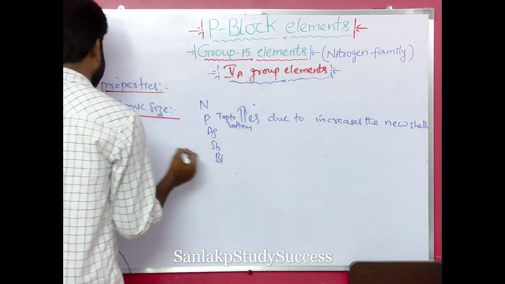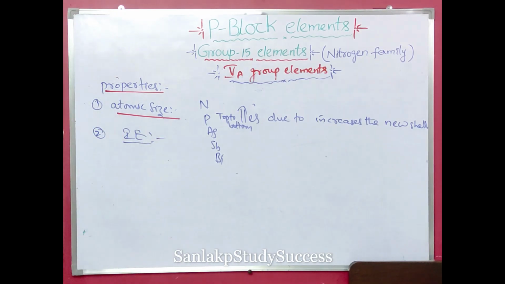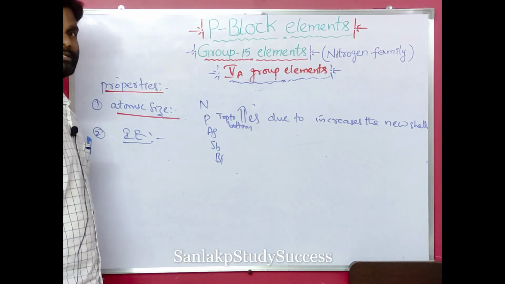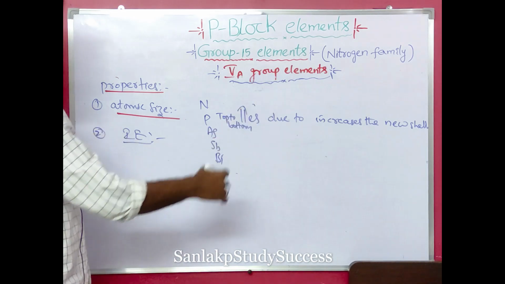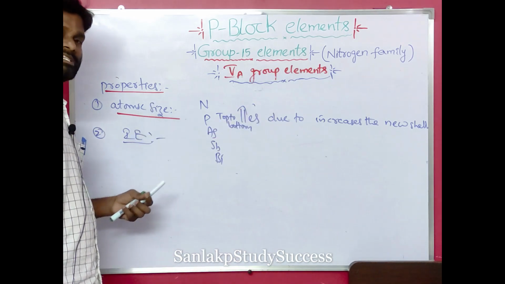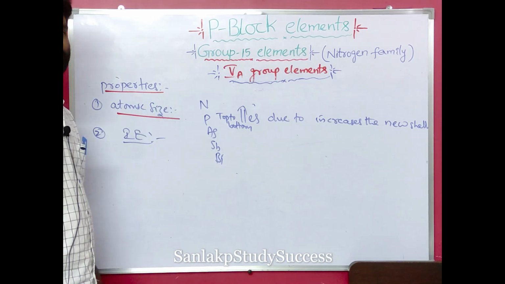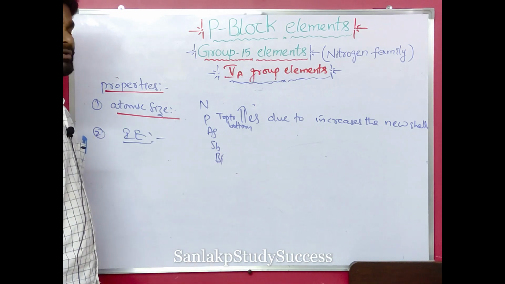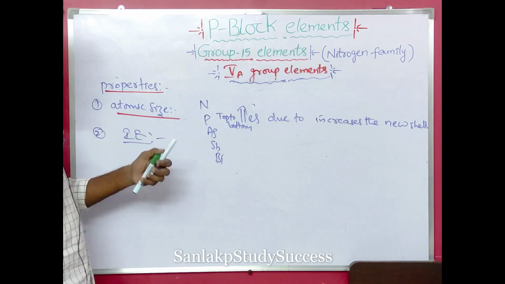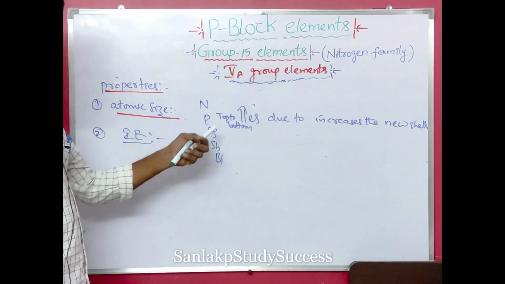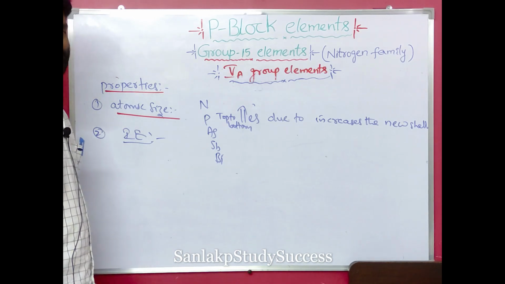Next one is ionization energy. If the atomic size increases, the distance between the nucleus and the outer orbit increases, then the nuclear attraction on outer electrons decreases. Outer electrons can be removed easily, that means less energy is used to remove that outer electron. So if the atomic size is more, then the ionization energy is less.